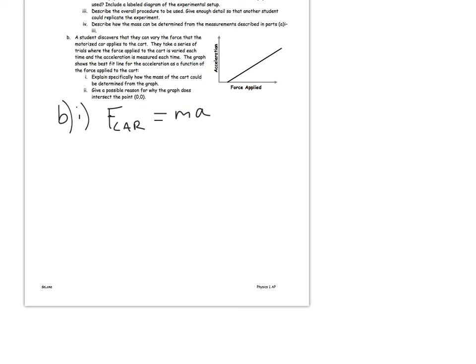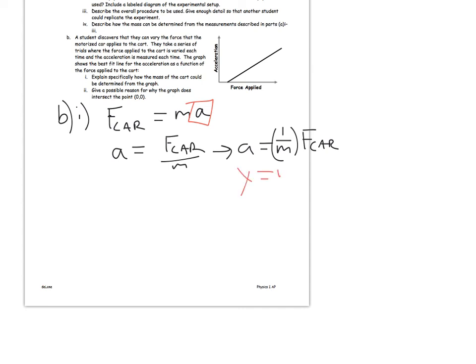So if you remember, the first thing we want to do is isolate whatever we put on our y-axis, that dependent variable. So I'm going to say that a is equal to the force of the car divided by the mass, and I'm going to rewrite that because I'm going to pull out any constants, which mass is a constant. So I'm going to rewrite it as acceleration is equal to 1 over the mass times the force of the car. And now I'm going to compare that to y equals mx plus b.